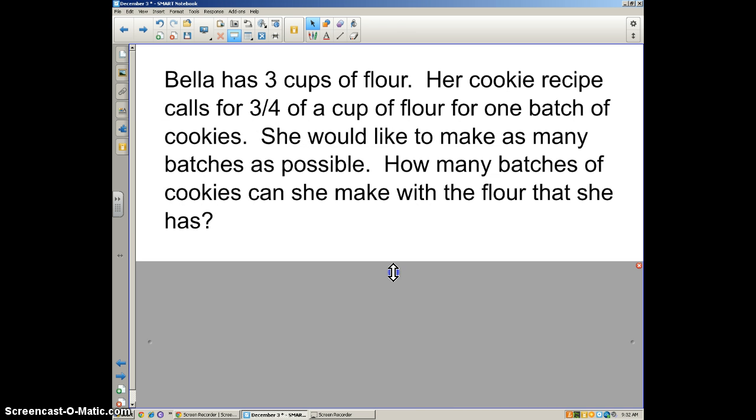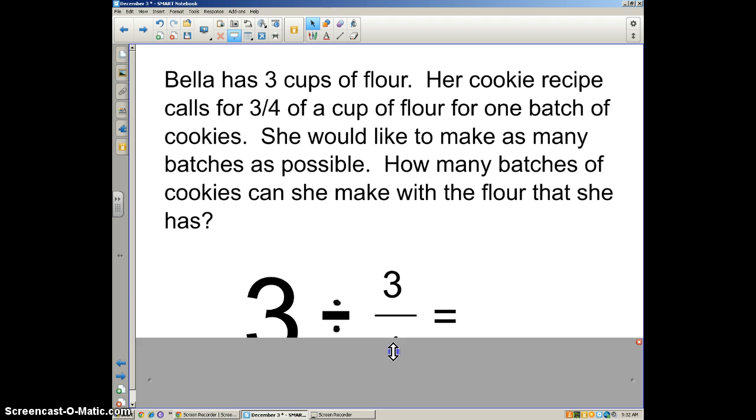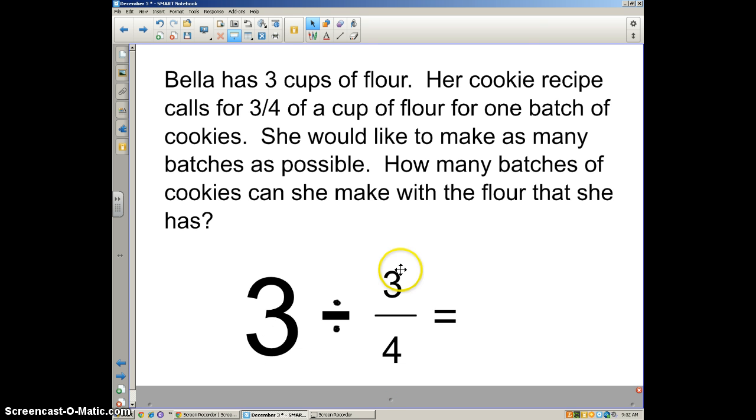So if Bella has 3 cups of flour and her cookie recipe calls for 3/4 of a cup of flour for 1 batch of cookies, she would like to make as many batches as possible. How many batches of cookies can she make with the flour that she has? So this is an example of when we would use dividing with fractions.